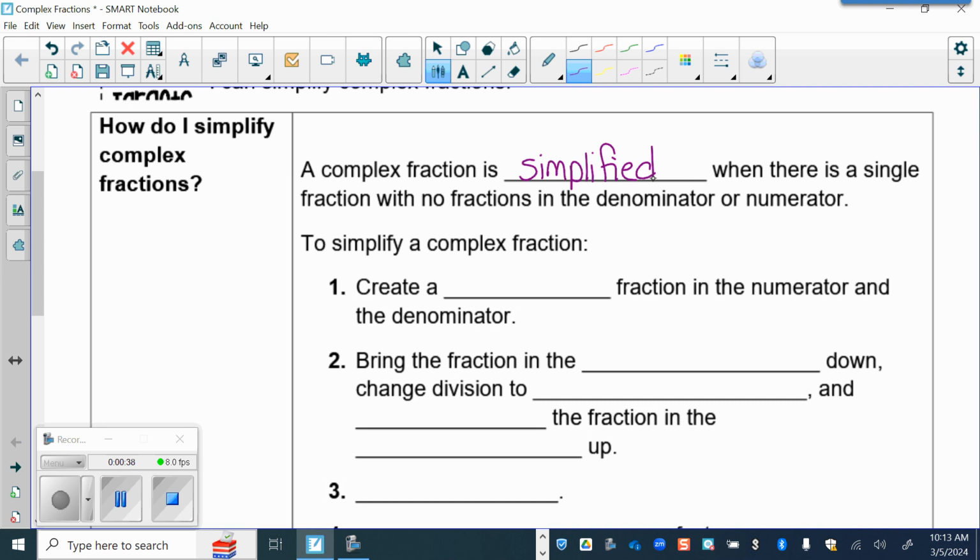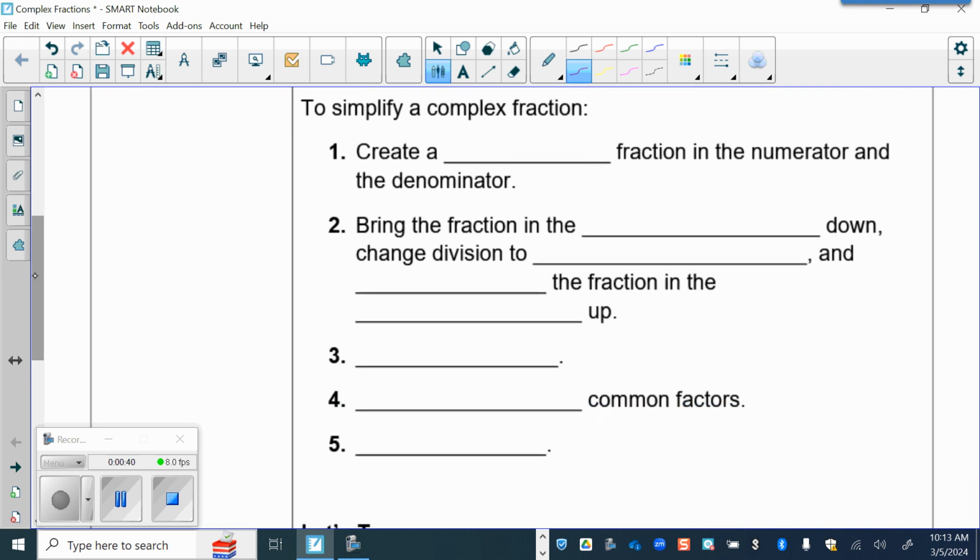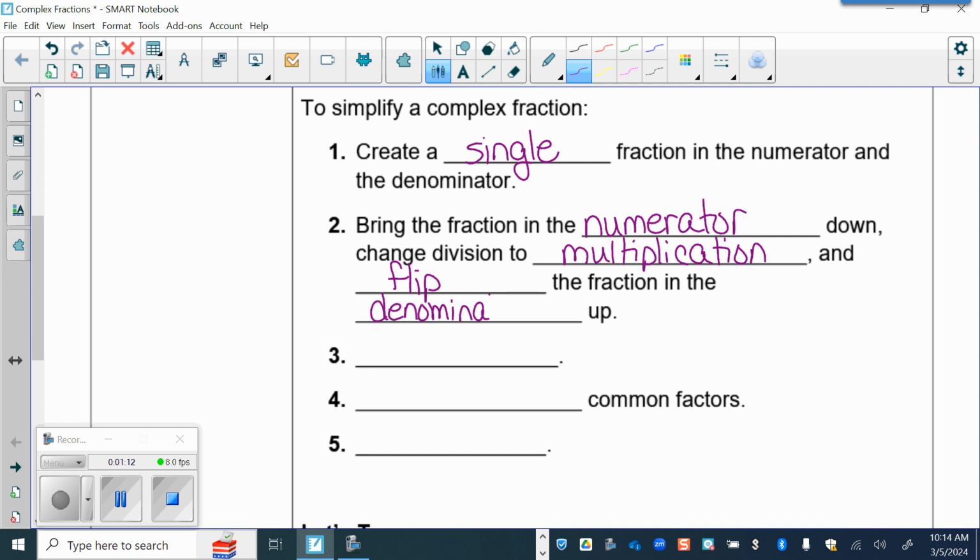So what do we want to do? To simplify one of these, you have to create a single fraction in the numerator and a single fraction in the denominator. You're going to bring the fraction in the numerator down, change division to multiplication, and flip the fraction in the denominator up. Guys, this is keep, change, flip.